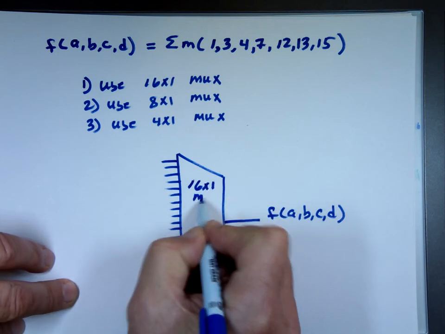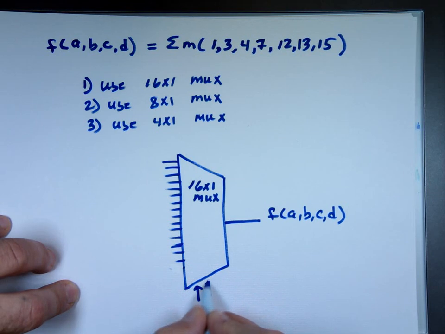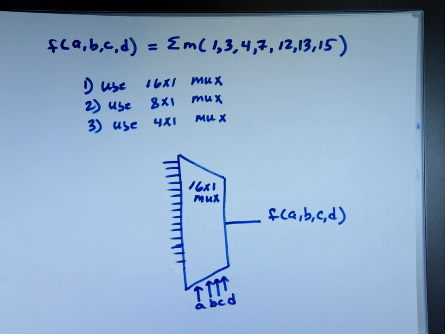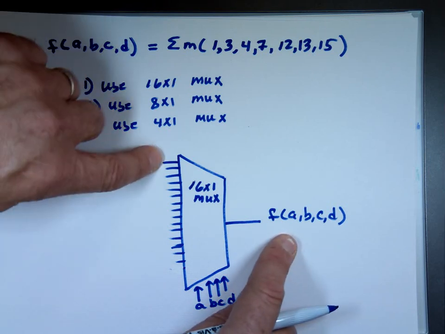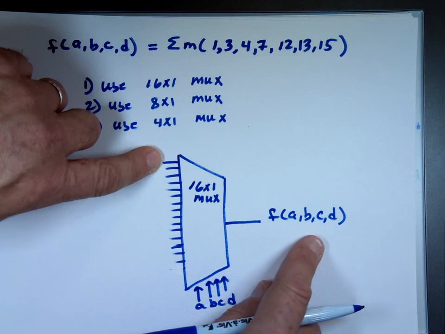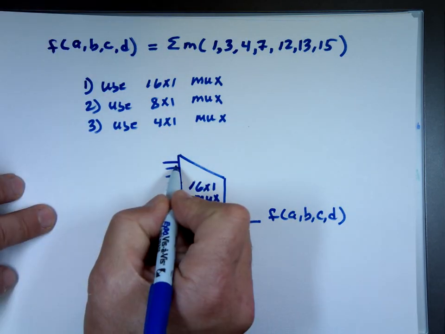16 by 1 mux. That means I'm going to have four control signals, or select signals, and they are A, B, C, and D. If you remember the way this multiplexer works, when you have 0, 0, 0, 0 on the select signal, your output is going to be whatever is attached to pin 0. When 0, 0, 0, 1, your output is going to be whatever is attached to pin 1. So I want it to be high at 1. This is 1.